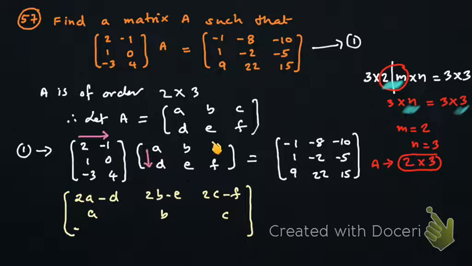Then 1 0 goes along the third column. 1 into C is 1C plus 0 into F is 0. So 1C plus 0 is C. So I did the second row into the third column as well.